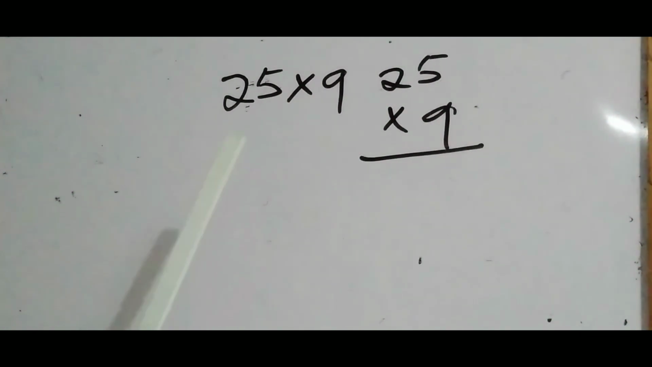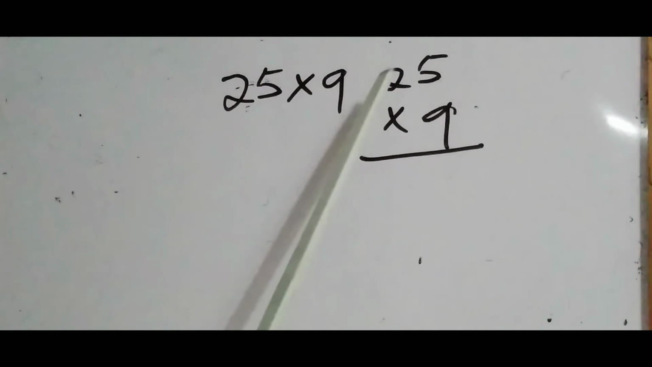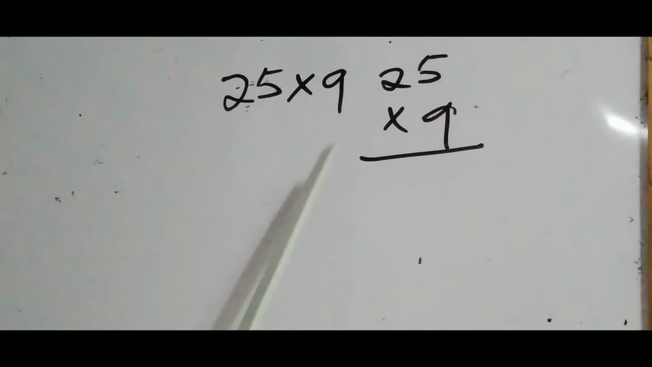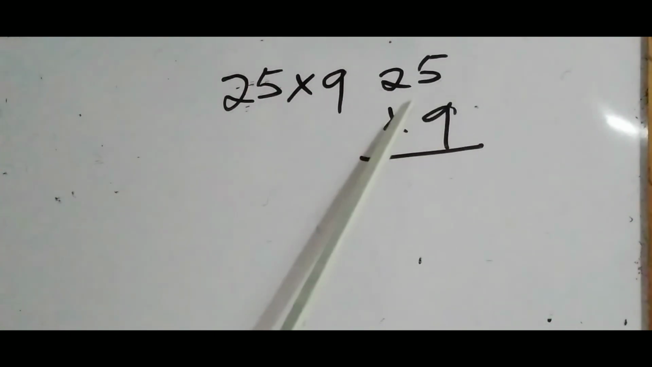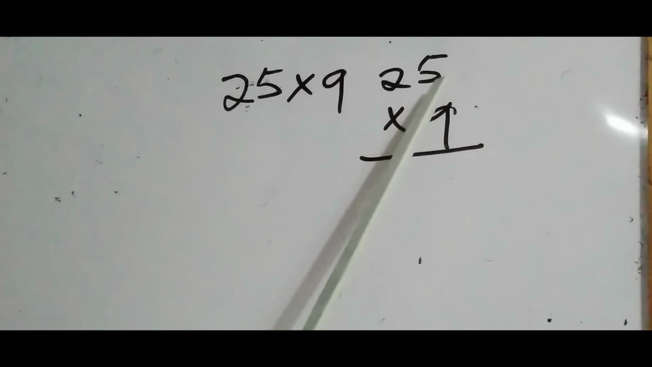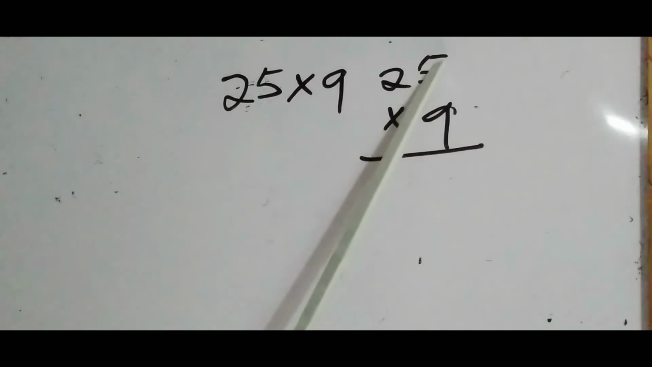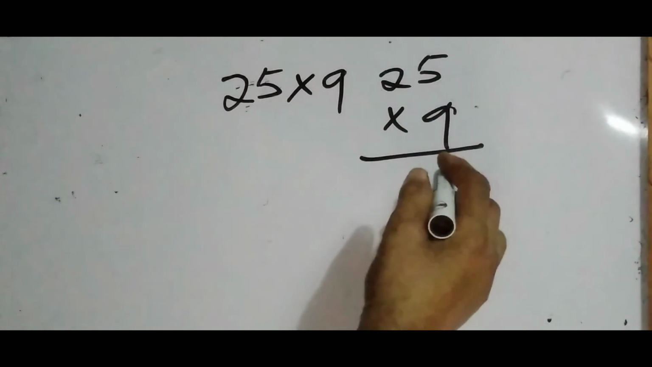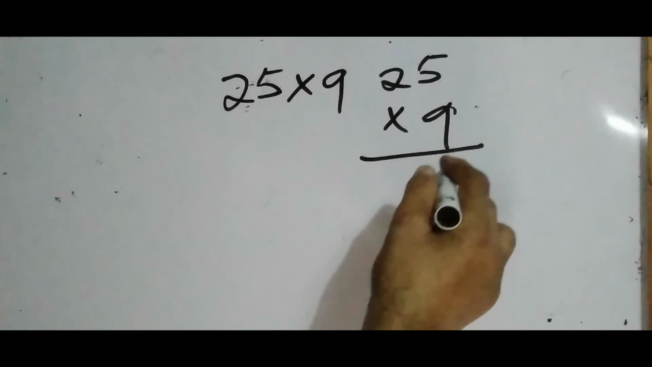Now, what we are going to do, we are going to multiply the 9 by each of these digits up here. 25 has 2 digits, the 2 and the 5. So we're going to multiply the 9 by each of them. So first, we're going to multiply the 9 by the 5. So we start multiplying with the ones column first. So 9 5s, 45. So put the 5 down.